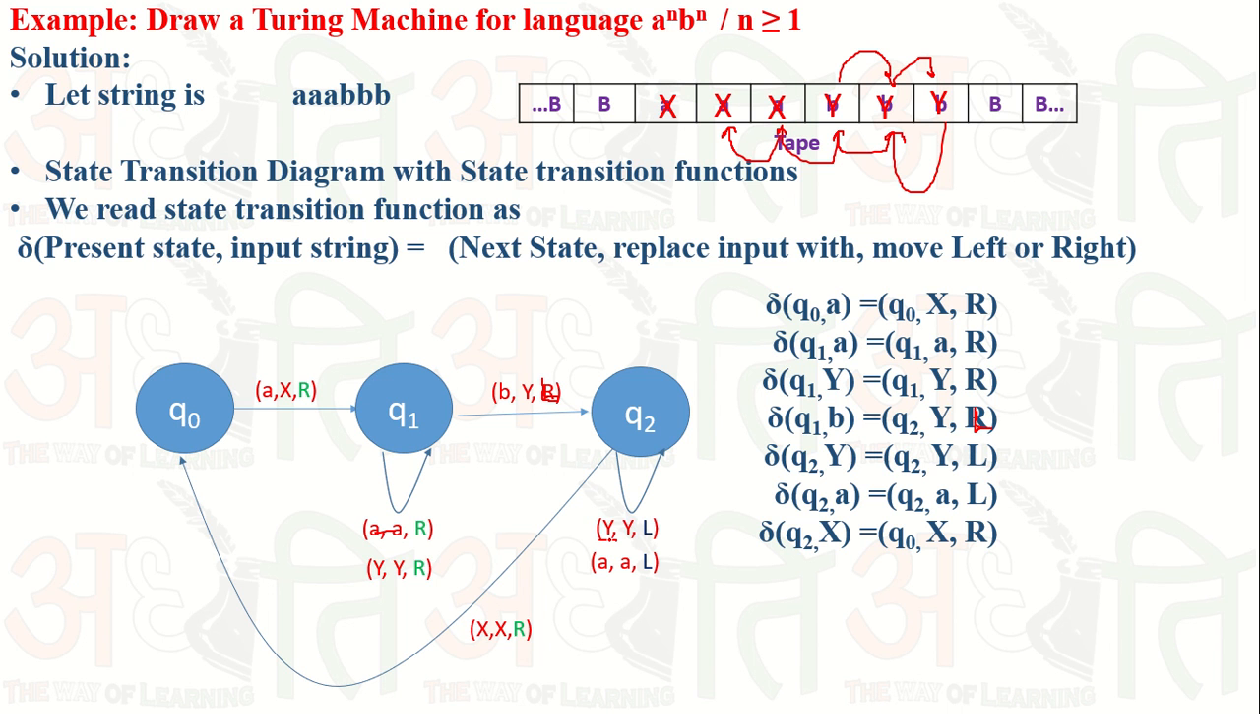Again, after seeing Y, we replace Y with Y and move left. Again we see Y, then move left. Then if we are seeing X, we move right. Now what happened? There is no a, because we matched all the a's with all the y's by making a as x and b as y.